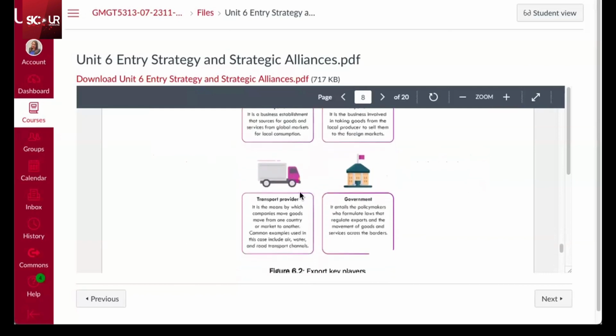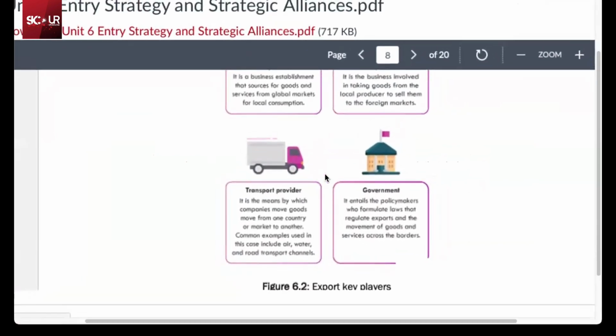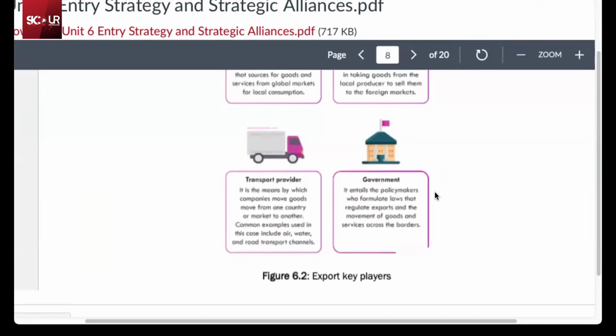So you need to have a transportation provider. It is the means by which companies move goods from one country or market to another. So common examples used in this case include air, water, and road transport channels, right? And then for governments, okay, the key player in the exporting process or exporting operation is the government. What they do is they are the policymakers. They formulate laws. They formulate the regulations, maybe to regulate the export operation movement across borders.